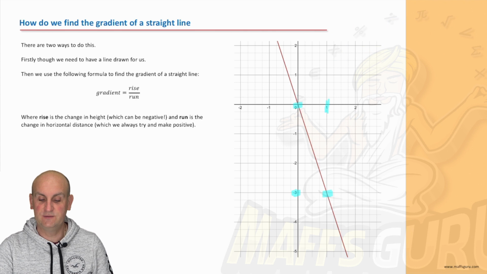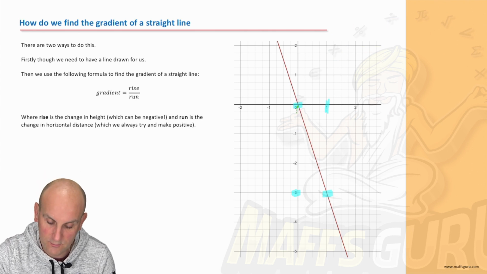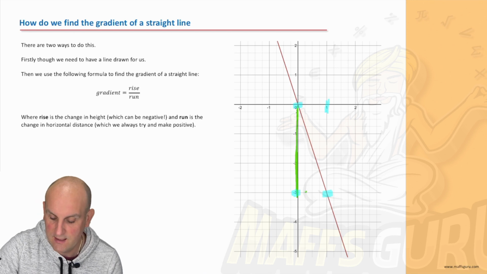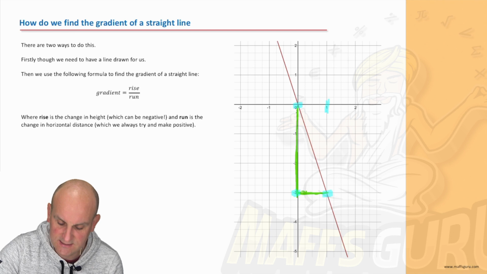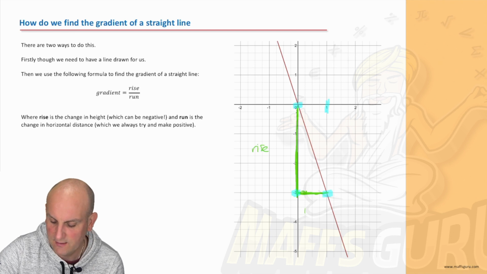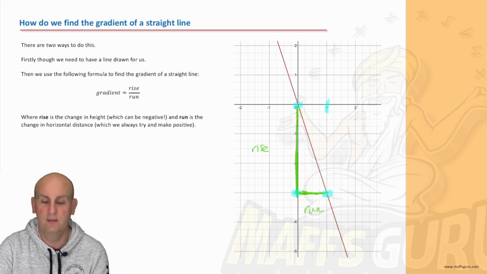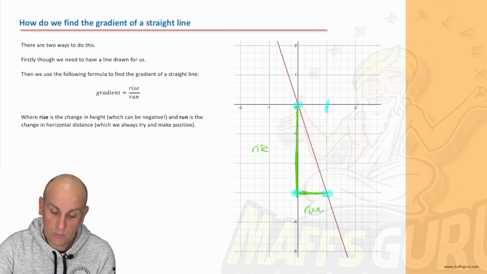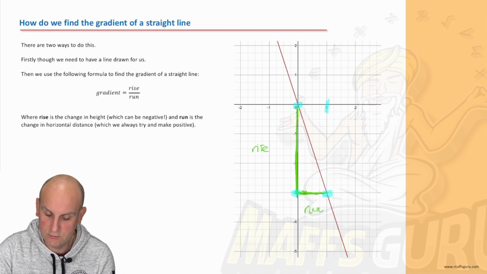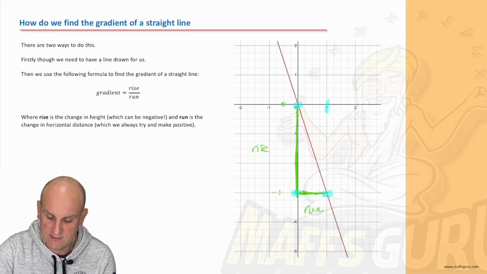So what are we going to do now? Well, those are the 2 points I've chosen. I'm now going to go all down. Hold on a moment. This is down till I'm level, and then across until I meet my line. So this is now going to be my rise, and this is going to be my run. So how many squares down have I gone? I've gone 1, 2, 3. So I'm starting at 0 and I'm going to -3.